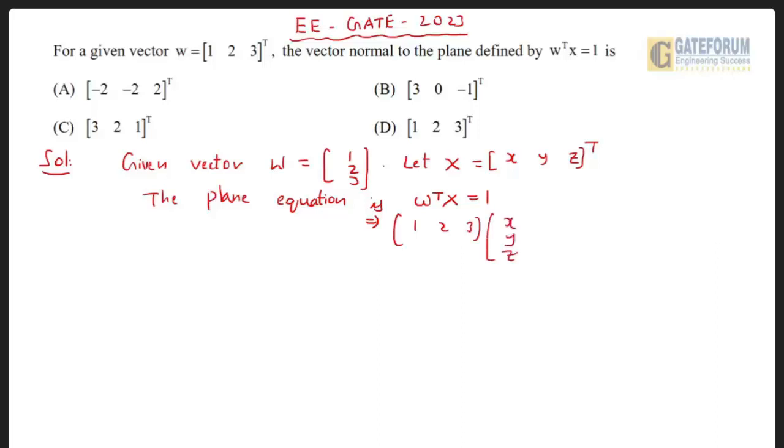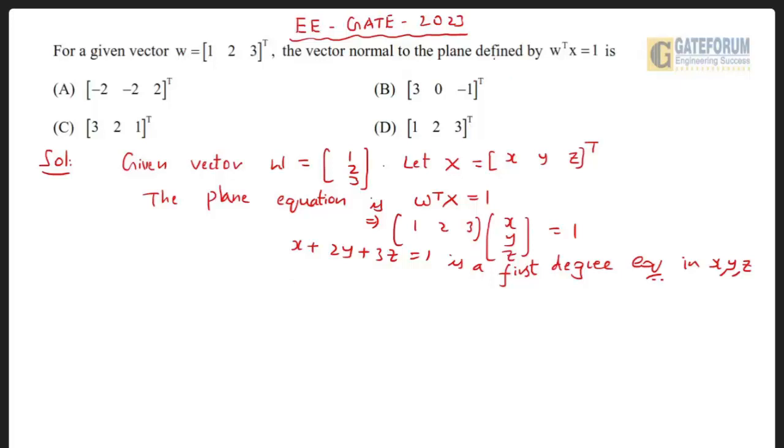A row matrix multiplied by a column matrix means you will be getting only one element. First row into the first column: X into 1, plus 2 into Y, 2Y, plus 3 into Z is equal to 1. So which is a first degree equation in XYZ, an equation in X, Y, Z variables. So finally I converted it into Cartesian form.